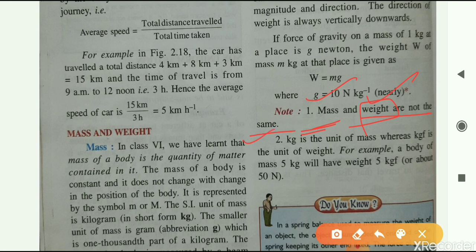Second, kilogram is a unit of mass, whereas kgf is a unit of weight. For example, a body of mass 5 kilogram will have a weight of 5 kgf, or about 50 newton.